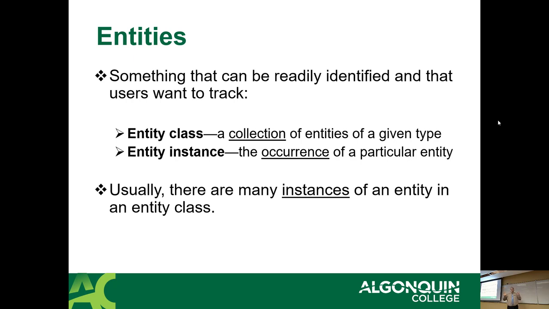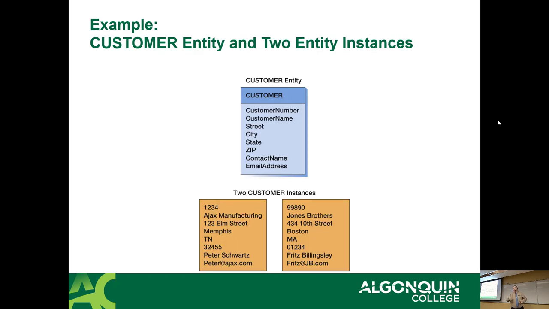You'll want to create a room that can hold many ping pong balls, and you have some way to identify each ping pong ball. I don't know, you write a number on it, ping pong ball 1, 2, 3, 4. We're assigning it a surrogate key. Each ping pong ball gets a number. We can fill the room full of ping pong balls. So a customer entity such as this, we got a customer number, name, an address, contact name, and email address. And then we have two instances. So each of these instances have a number, a customer name, a street, city, state, zip, and contact name and email address.